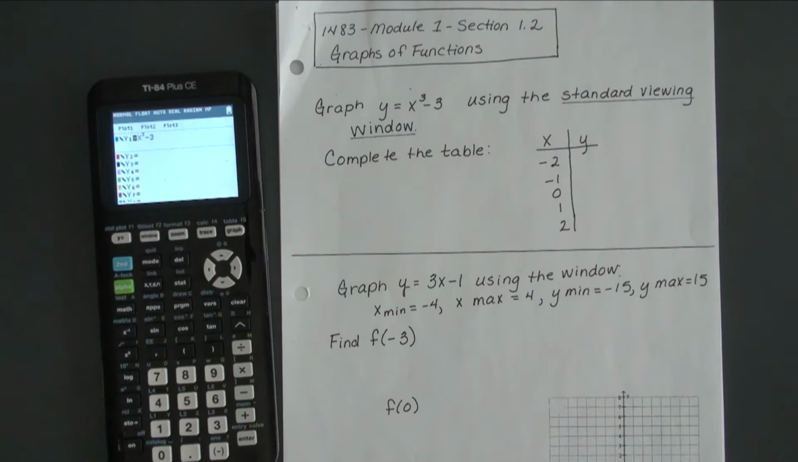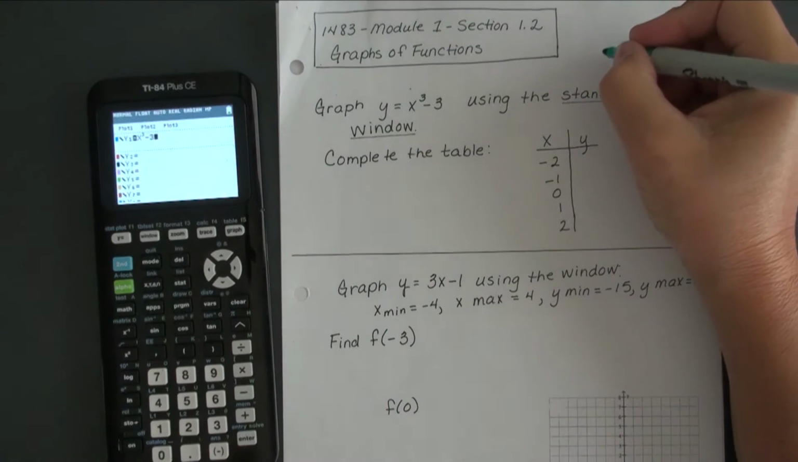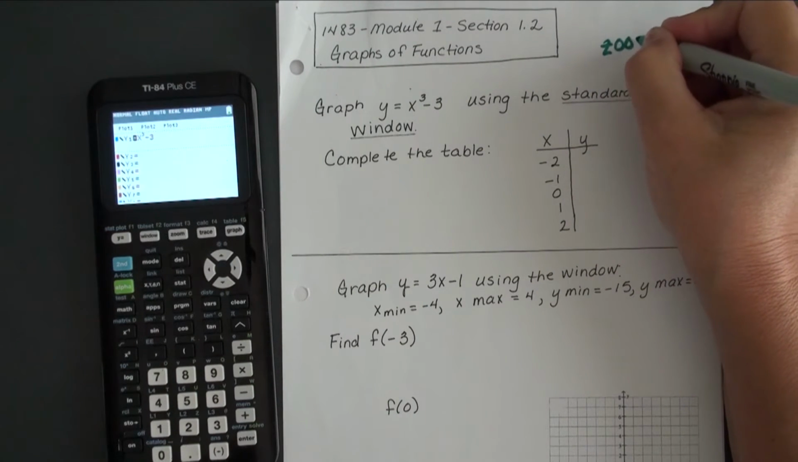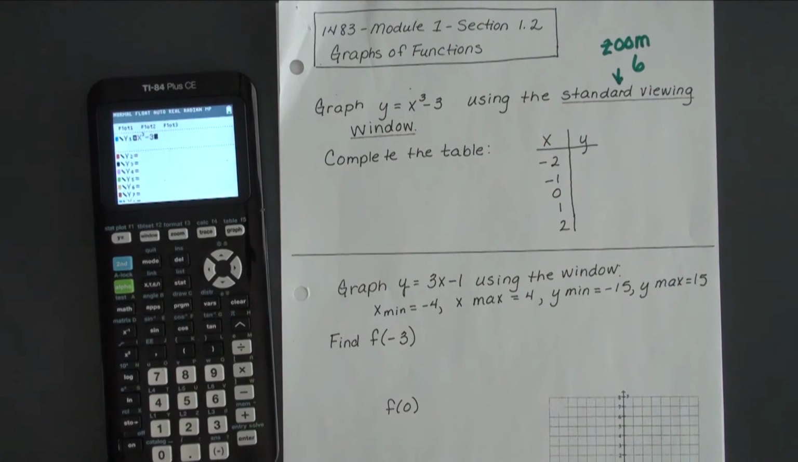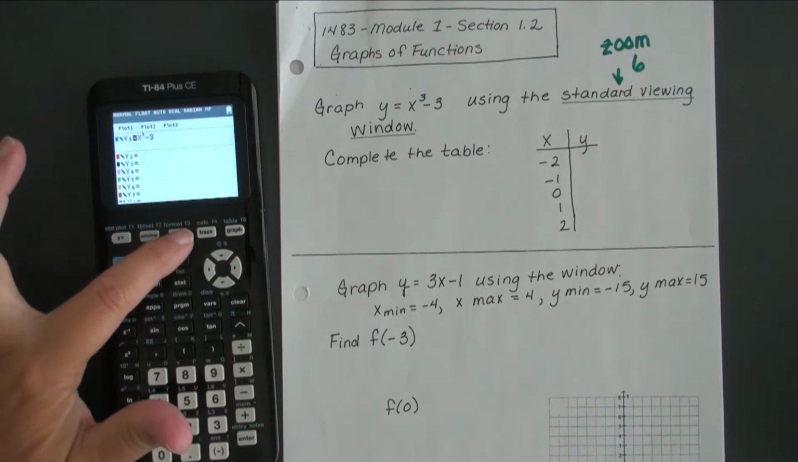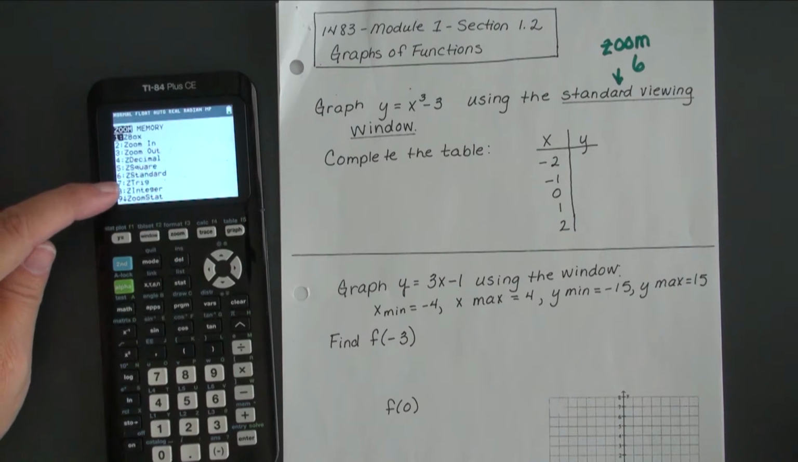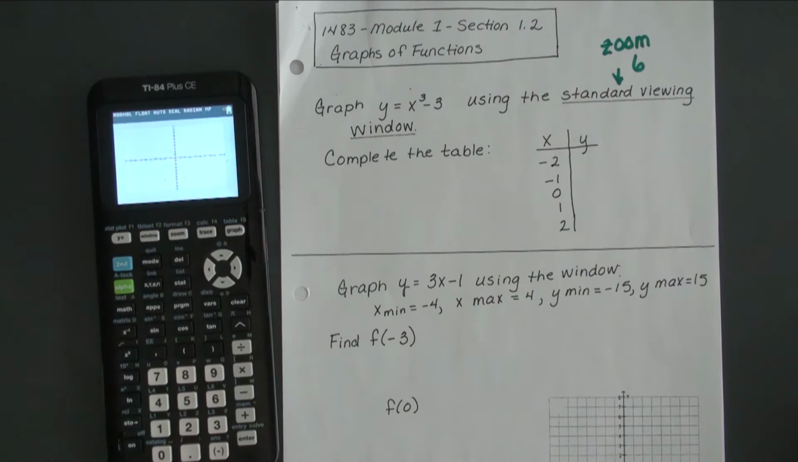Now the instructions are to use the standard viewing window. When you are asked to use the standard viewing window, you're going to press zoom 6 on your calculator. Zoom is up on the top row in the middle, and you'll see that 6 says standard. So just press zoom 6. And you should see a curve. Now the standard viewing window has our x values from -10 to 10 and our y values from -10 to 10.